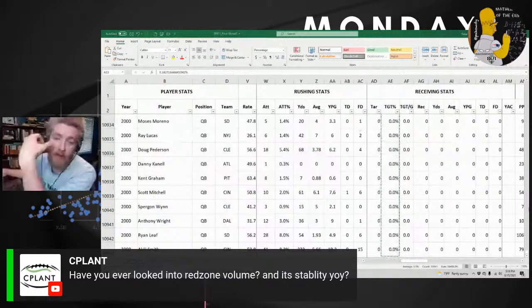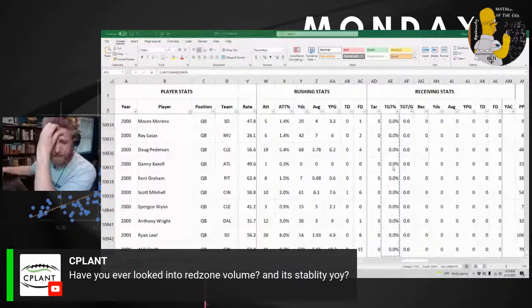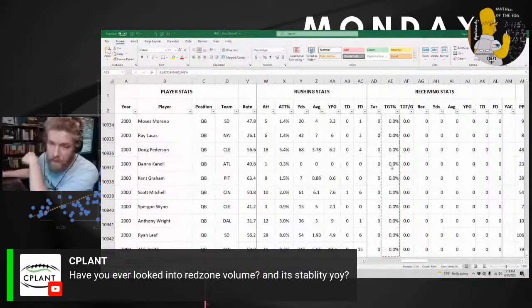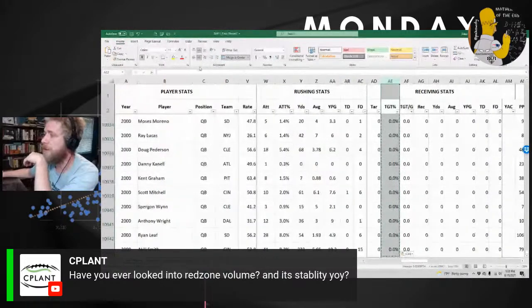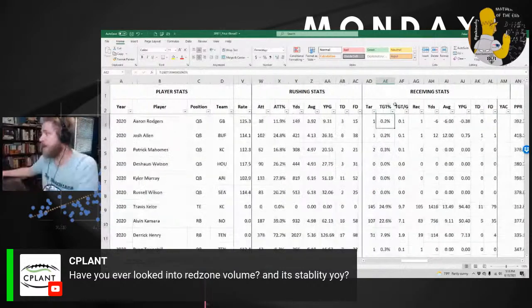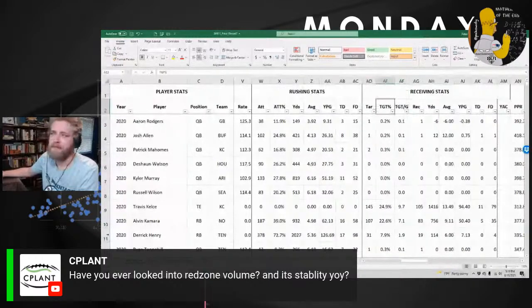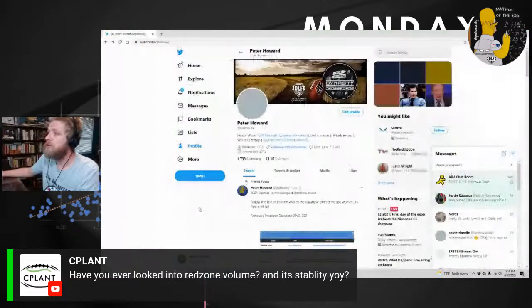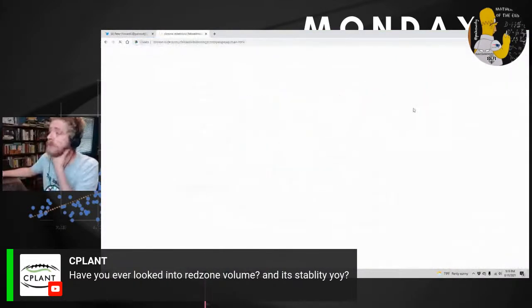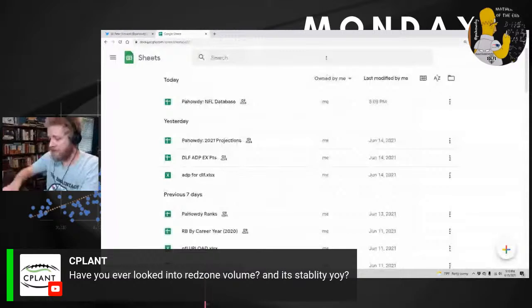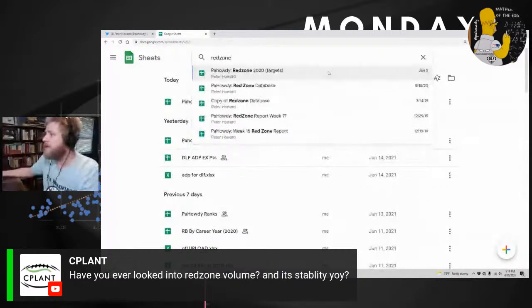What was that, Connor? Have you ever looked at red zone volume? Yes, I have. I actually have a database of it somewhere. Before Pro Football Reference went behind a paywall, I was tracking year-to-year red zone variance. I found it very useful for looking for regression, and also to understand why players had certain touchdown roles on certain teams. That database is probably still up there somewhere. I won't have last year or this year because I just haven't dipped behind that paywall yet.